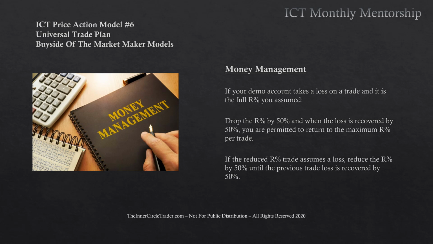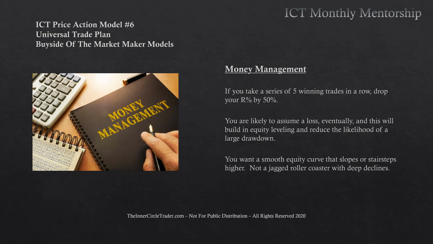If you reduce the R% trade and it assumes a loss as well, you reduce the R% by 50% again until the previous trade loss is recovered by 50%. If you take a series of 5 winning trades in a row, drop your R% by 50%. You're likely to assume a loss eventually, and this will build in equity leveling and reduce the likelihood of a large drawdown. You want a smooth equity curve that slopes or stair steps higher, not a jagged roller coaster with deep declines.